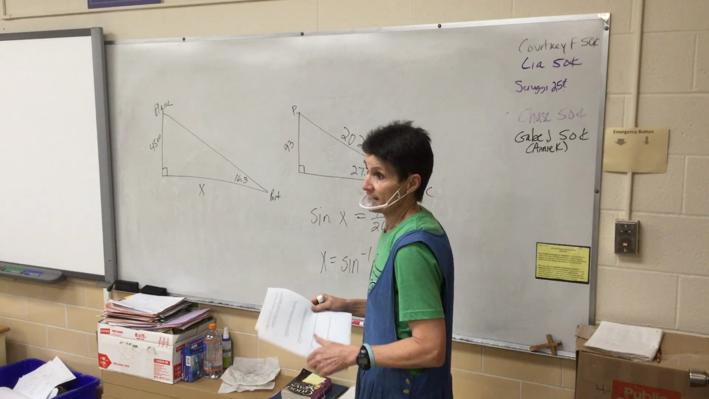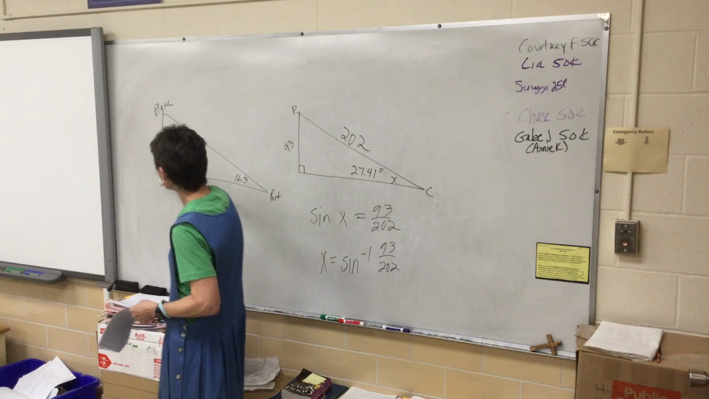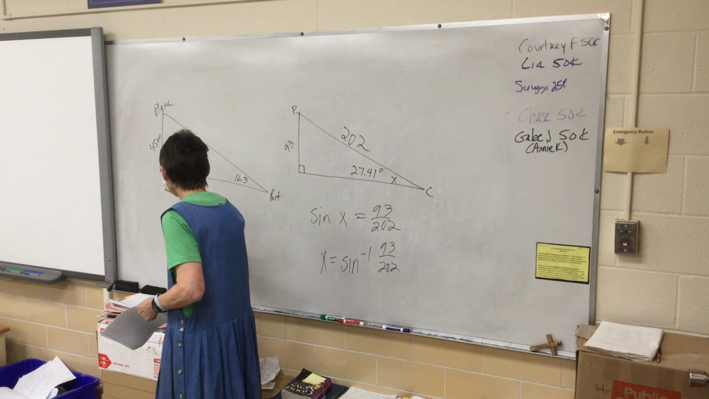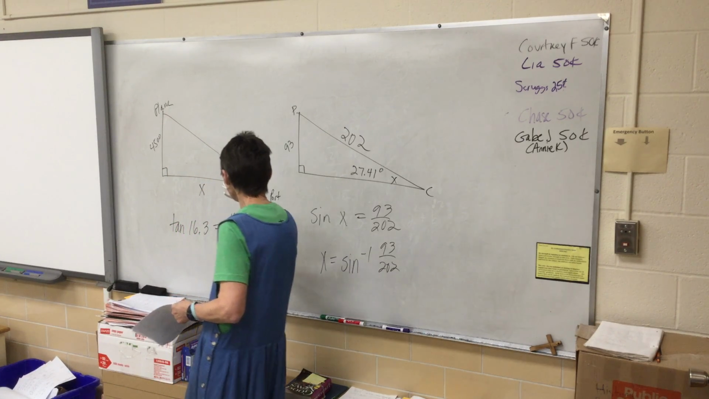This is not a sine. This is a tangent because we have opposite and adjacent. So tan 16.3 equals 4,500 over x.